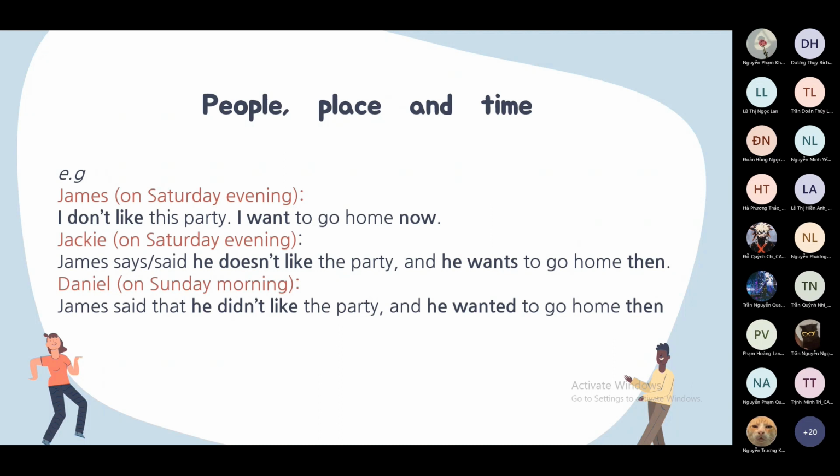So you can see that there are changes of tenses in these three sentences, like I don't like to he doesn't like and he didn't like, and I want to he wants and he wanted, and now changes to then and then.